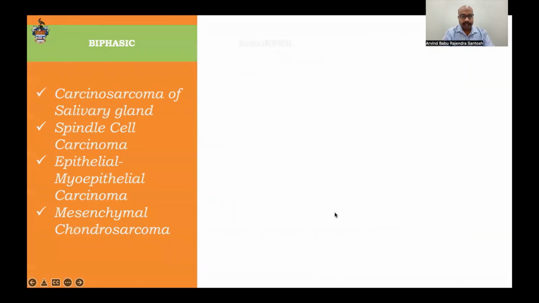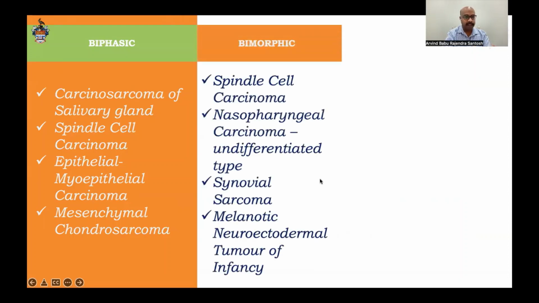For a better understanding, I tried to put the same categories into a different version here. So the biphasic tumors from the list are carcinosarcoma of the salivary gland, spindle cell carcinoma, epithelial-myoepithelial carcinoma, and mesenchymal chondrosarcoma. So this is trying to indicate that you have two malignant cell populations here. Bimorphic, as you know, means one of the cell populations is definitely malignant, and the other one can be non-malignant or reactional.